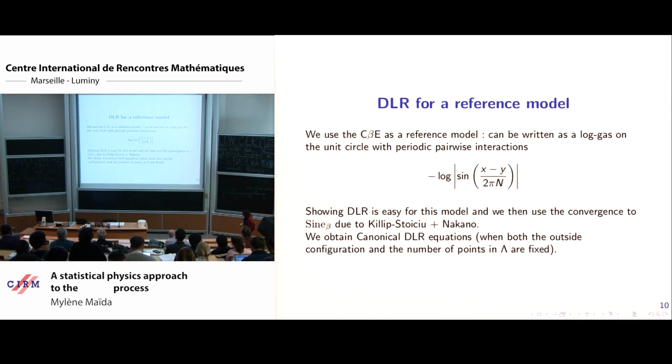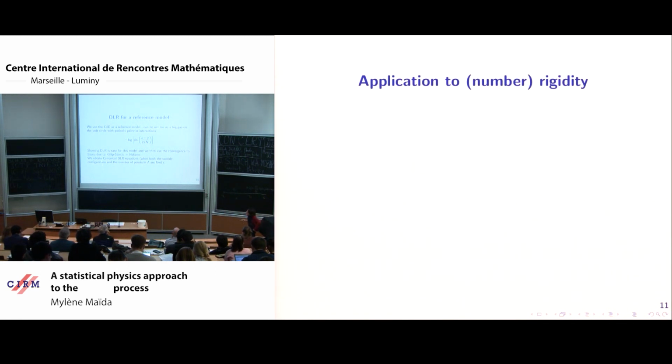Okay, and then we obtain the canonical DLR equation. So again, canonical means that both the outside configuration and the number of points in lambda are fixed. So at this point, okay, we are happy because we have a description of the sine beta as a Gibbs measure, which is in a sense satisfying. But okay, is it useful? And so yes, it's useful, and we now have two different applications.